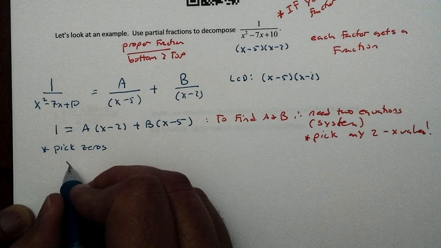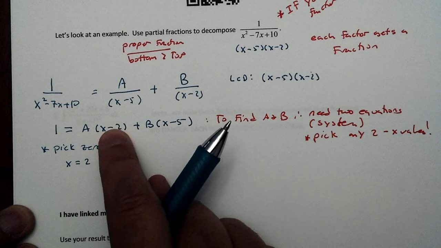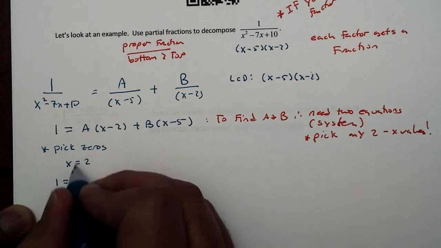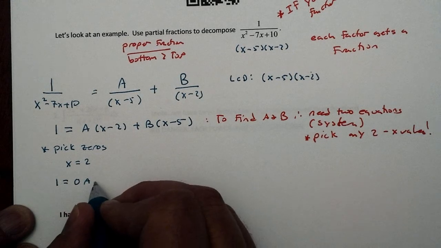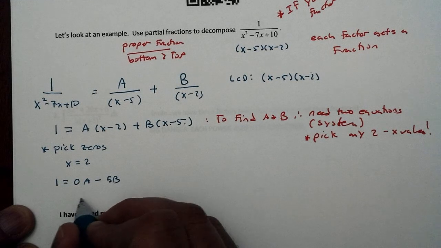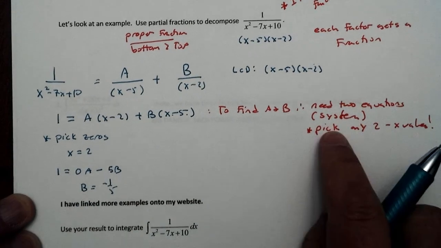So my first 0 is x equals 2. I get that from here. So if I let this be 0, x has to be 2. And that's going to give me 1 equals 0a minus, be careful because 0 minus 5, 5b. So we know that b is going to equal negative 1/5. This way I don't have to solve a system.